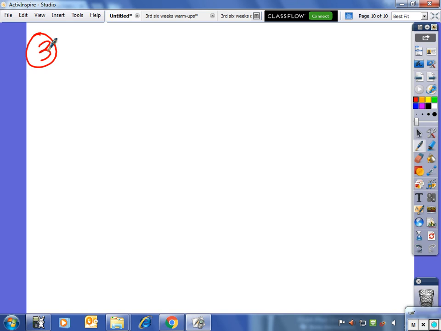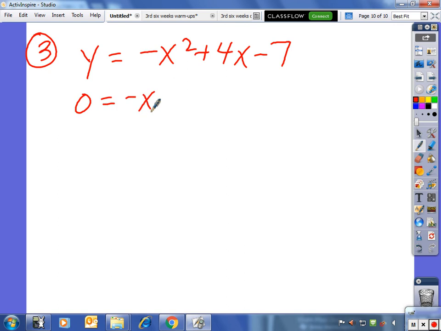Number 3. Y equals negative x squared plus 4x minus 7. That's a function notation. What do we want y to equal in this problem? 0. We're trying to find the zeros. Plug everything you know into the quadratic formula.